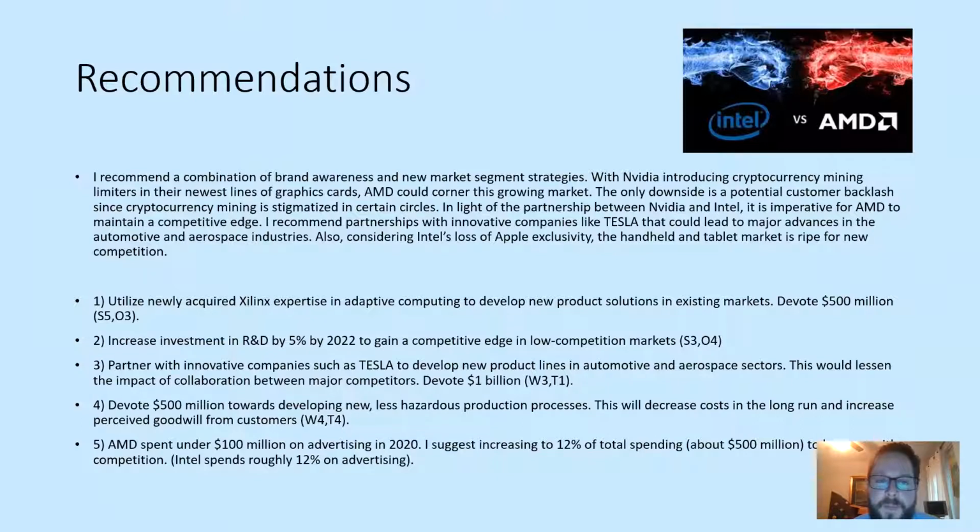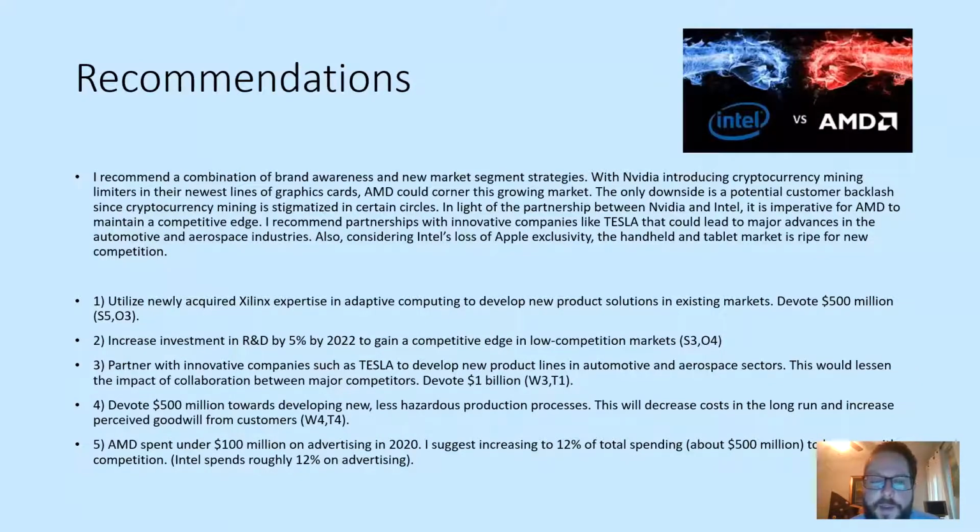But again, that being said, there is a huge vacated market segment that AMD could potentially take hold of. And in light of the NVIDIA Intel partnership that I mentioned before, I think it's imperative for AMD to maintain a competitive edge by engaging in similar partnerships. And again, the company that I've identified as a great potential partner would be Tesla. And this could lead to major advances, specifically in the automotive and aerospace industries.